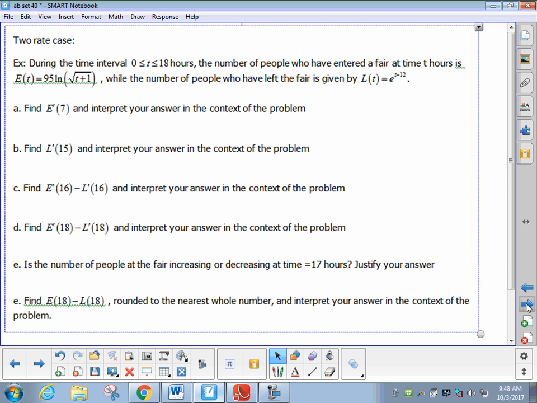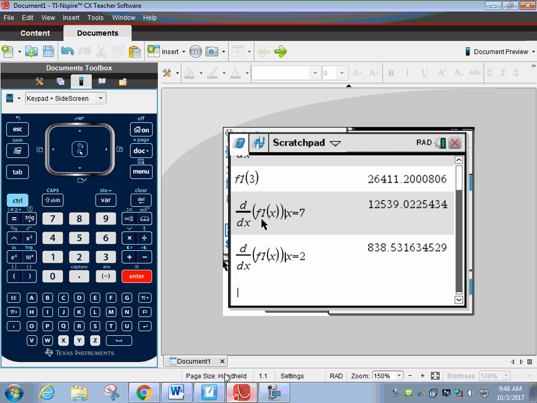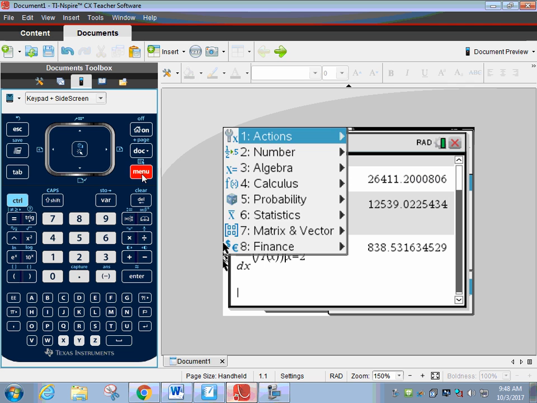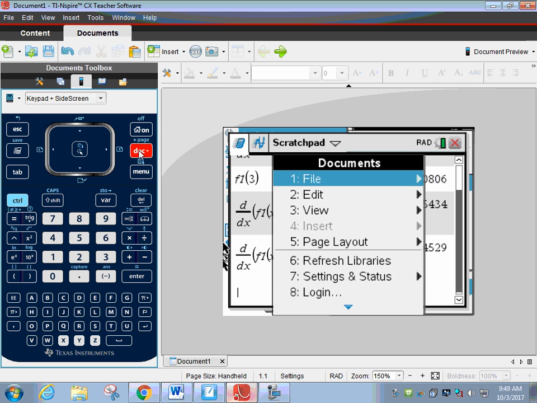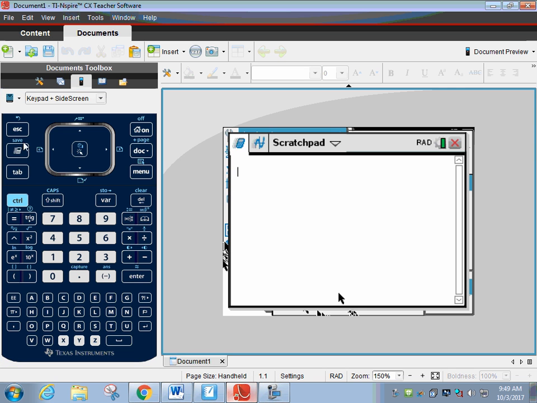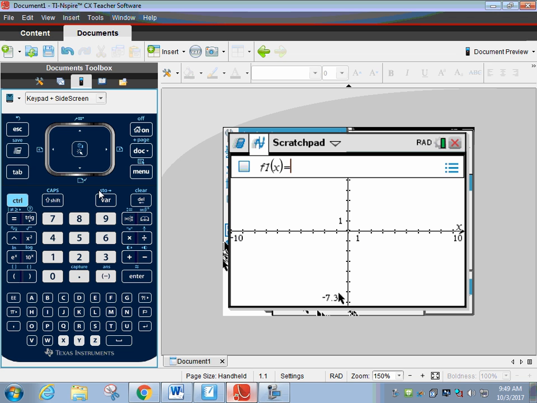So you've got this time from 0 to 18 hours, the number of people who have entered a fair up to a certain point in time hours is E of t. And the number of people who have left the fair up to a certain point in time is L of t. You're going to do tons of questions here, so it's worth putting these in your calculator. Please put these in your calculator in F1 and F2. Clear out the other stuff. You don't need it anymore. And put those functions in.